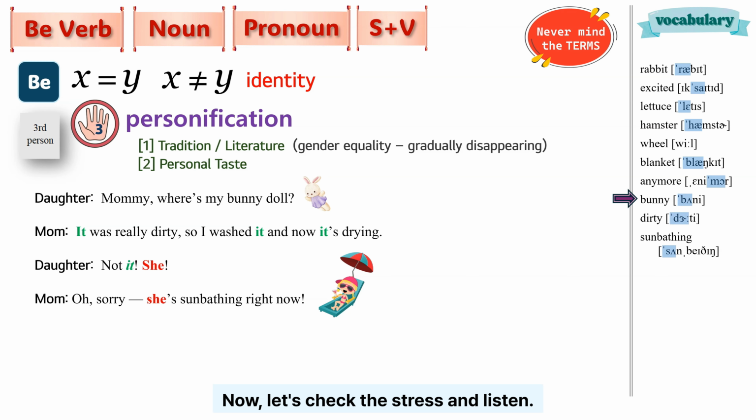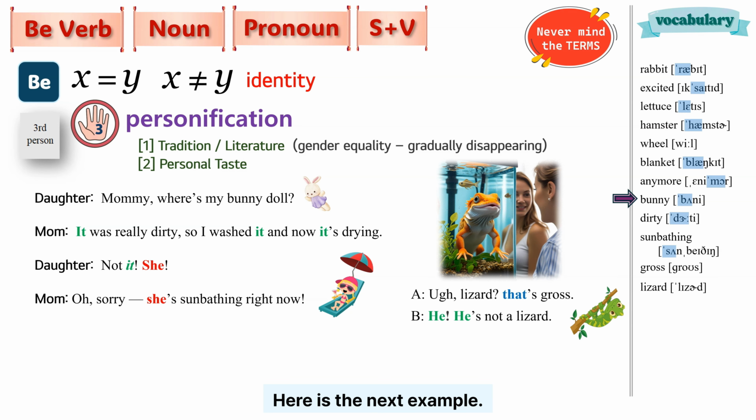Now let's check the stress and listen. Mommy, where's my bunny doll? It was really dirty, so I washed it and now it's drying. Not it, she. Oh, sorry. She's sunbathing right now.